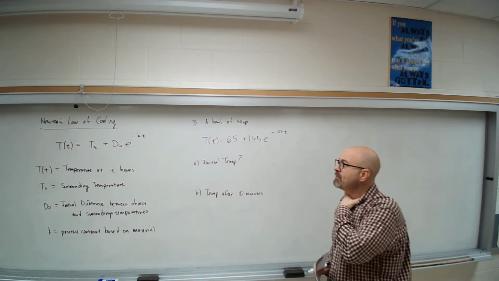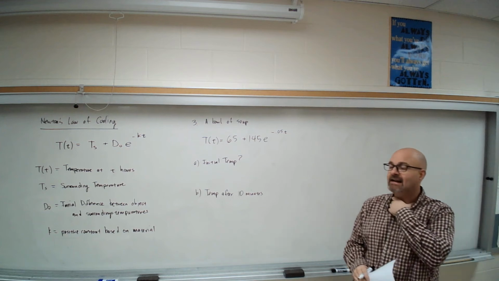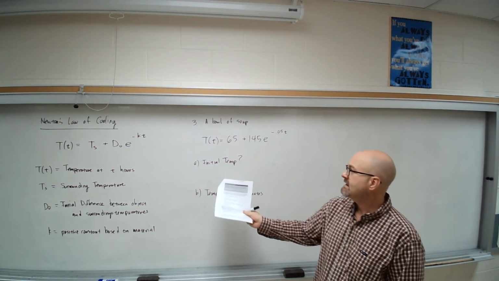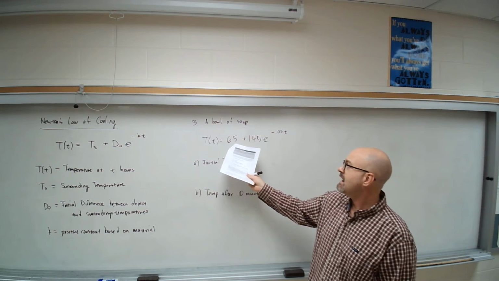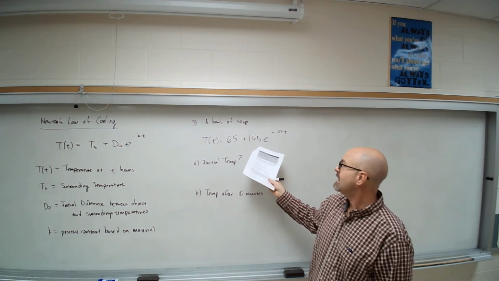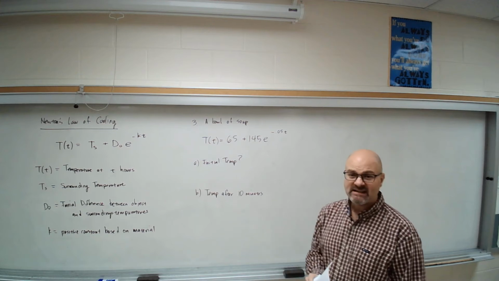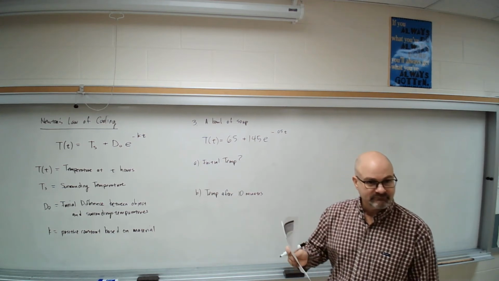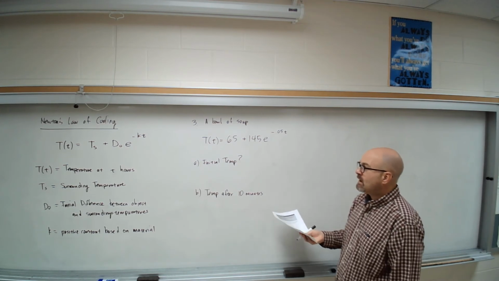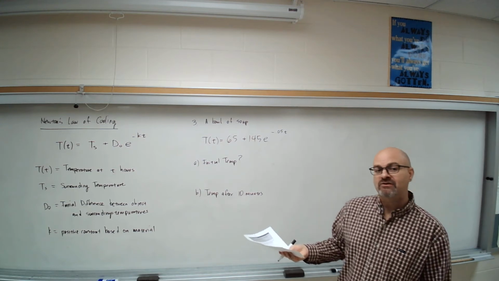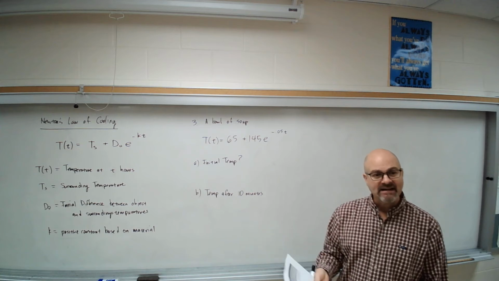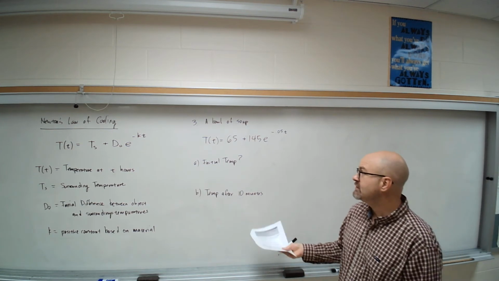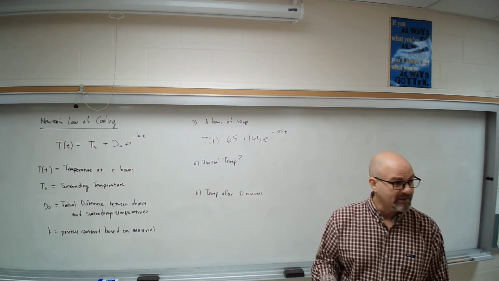So we have a bowl of soup in example 3, and they went ahead and gave us the formula here. They say the temperature at time t hours is 65 plus 145 e to the negative 0.05 t. So, some questions we have are, what's the initial temperature? Now, you could kind of reason this out based on the components, or you could just do T of 0. Either one would be fine.